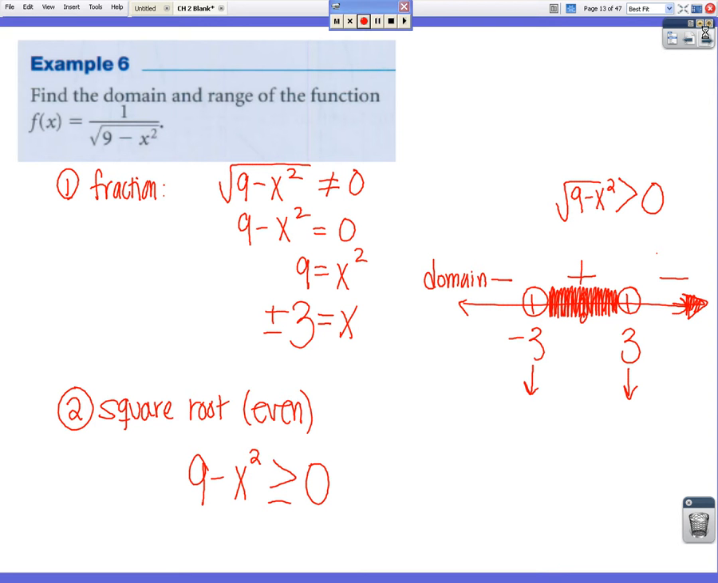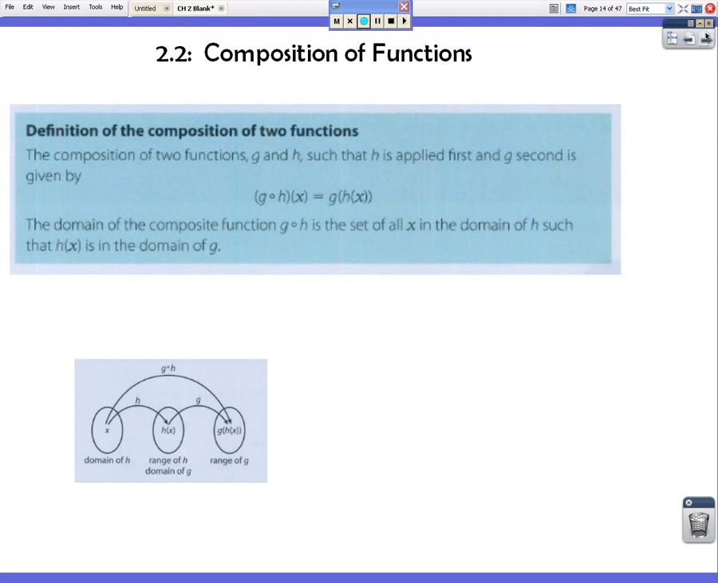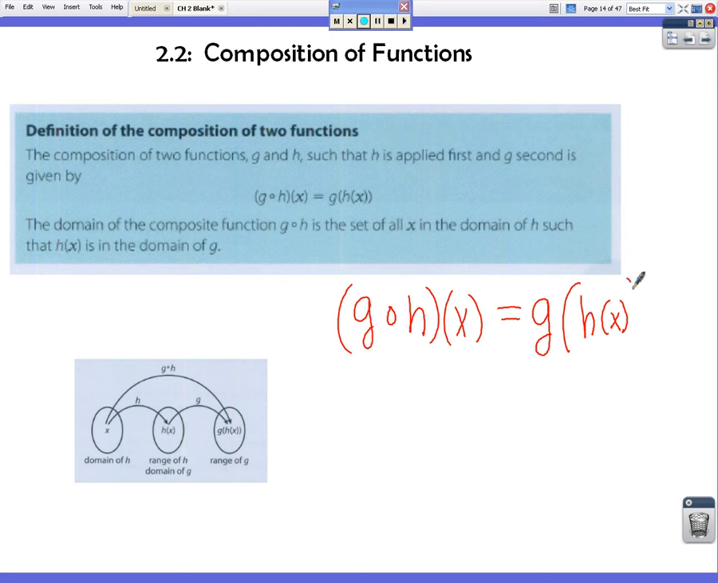Moving on. So we are now in 2.2, composition of functions. So notation-wise, you have 2 different notations. The way that we would say it, g of h of x. The better known notation is g of h of x. So this is g's input, whereas this is h's input. Okay? The domain of a composite function is the set of all x in the domain of h such that h of x is in the domain.